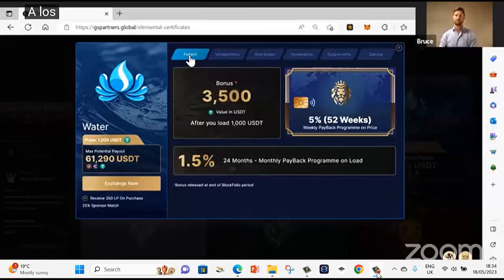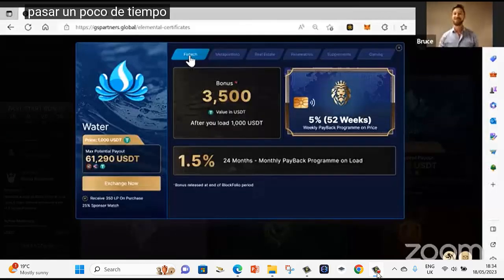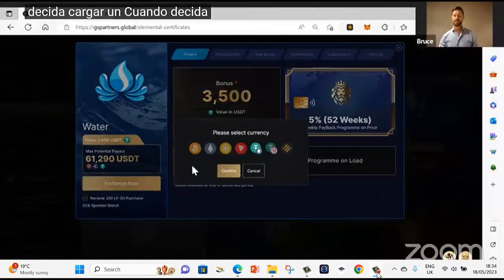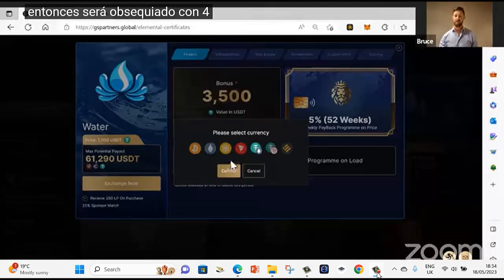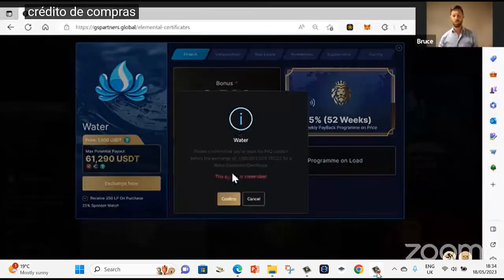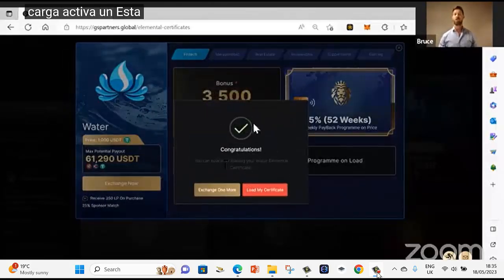So I'm seeing fintech, fintech, fintech, fintech. All right, it looks like we're going to go into the fintech blockfolio together. So I'm going to click on this exchange now button. It's activated the purchase opportunity, and I'm going to select USDT. That's what I've got in my wallet. I'm going to click confirm. It says, are you sure you want to get a water meta certificate? I'm going to say, yes, I'm sure. And it says, congratulations.